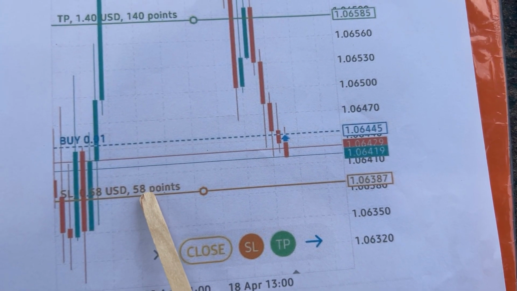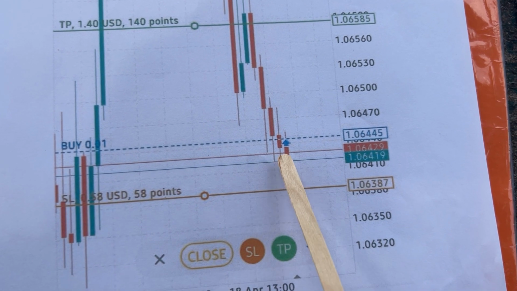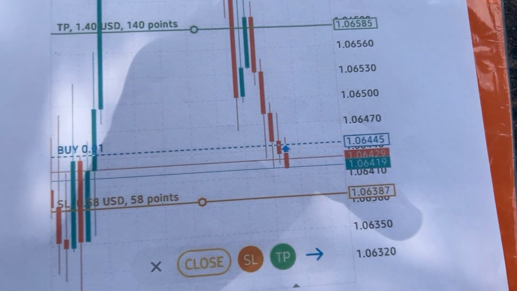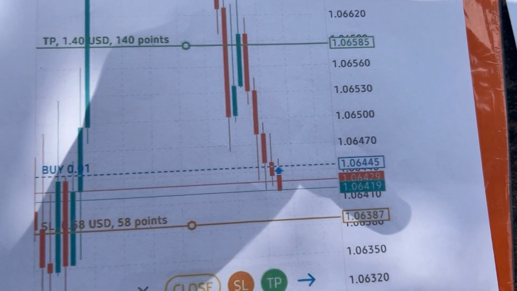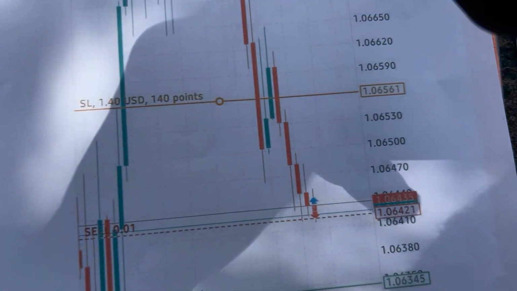The stop loss here is 58 points, valued at 0.58. So you see now it's going down, meaning that if it comes here, it's going to close automatically. It's the same with the TP on the sell; the same thing is happening over and over again.